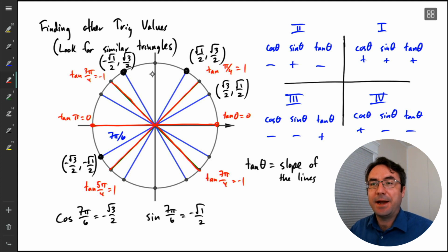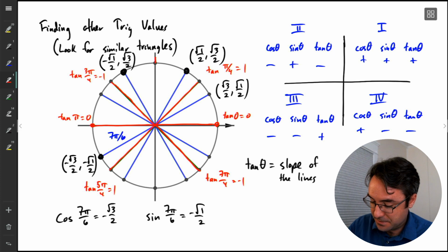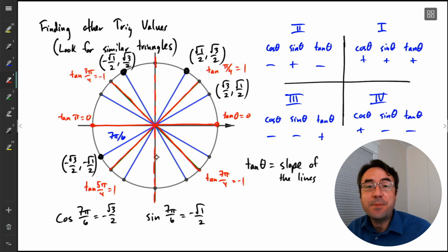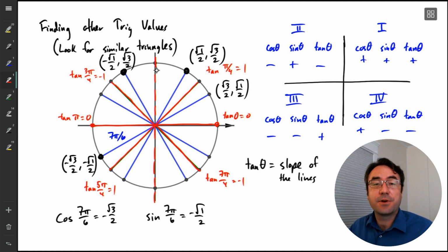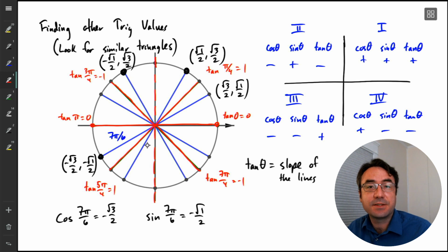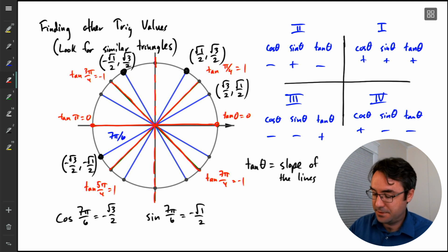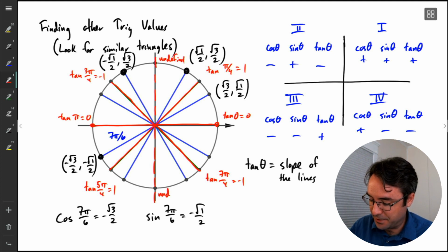And then at pi over 2, the line is vertical. And at 3 pi over 2, the line is vertical. And vertical lines have an undefined slope. So tangent of pi over 2 is undefined, and then tangent of 3 pi over 2 is undefined.